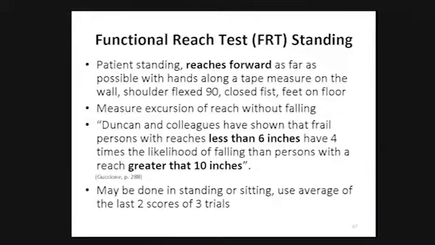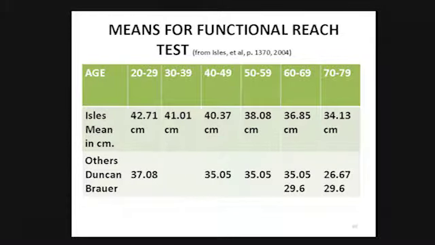So you could do this sitting or standing. It's recommended, again, to use an average of the last 2 scores of 3 trials. Here are some of your means across the decades of functional reach. Isles did a lot of publications on these studies, so you're going to see that at the top. For other studies, I've given you some reference values that were in the literature. Notice they're not perfect. They don't all match. These are people, after all, that they're measuring. But these are the values that they've come up with.